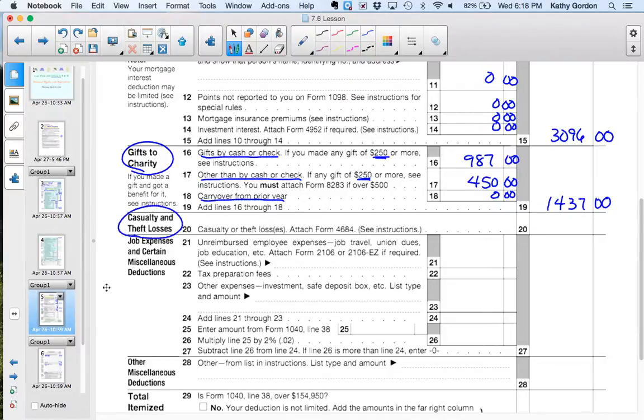The next category is a one-line category that has to do with any theft or loss that you sustained throughout the year. The example used for the O'Sullivans is flood damage, not covered by insurance. They had to pay for that loss themselves, and so they can deduct that. So our $9,230 from that information will go right there in line 20.